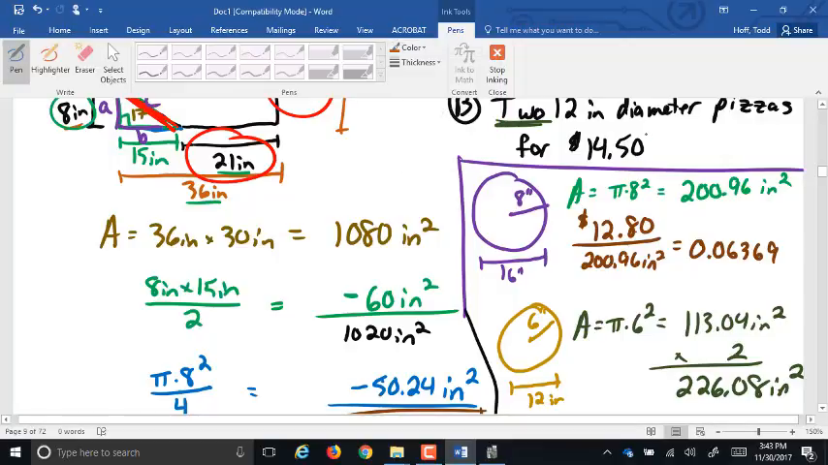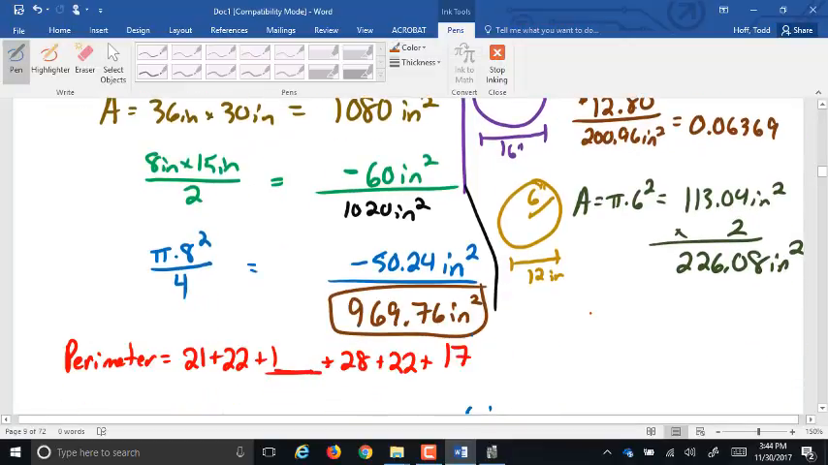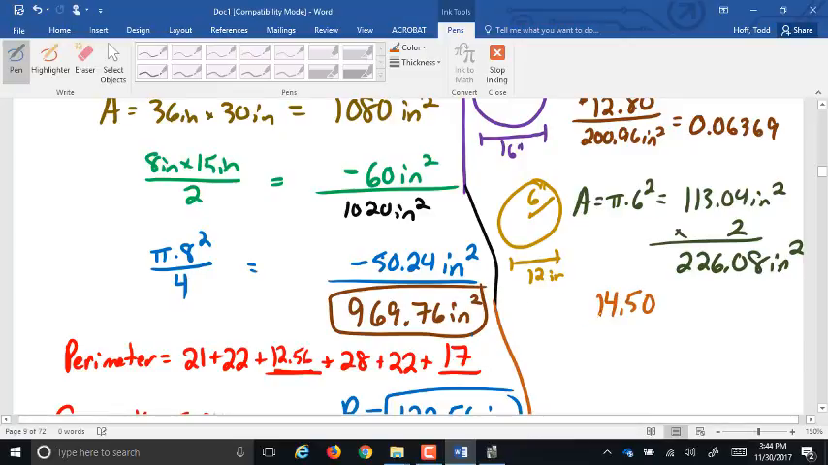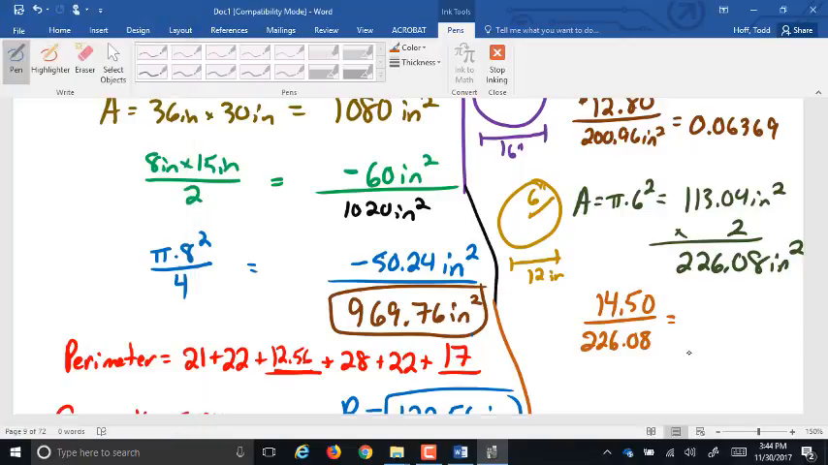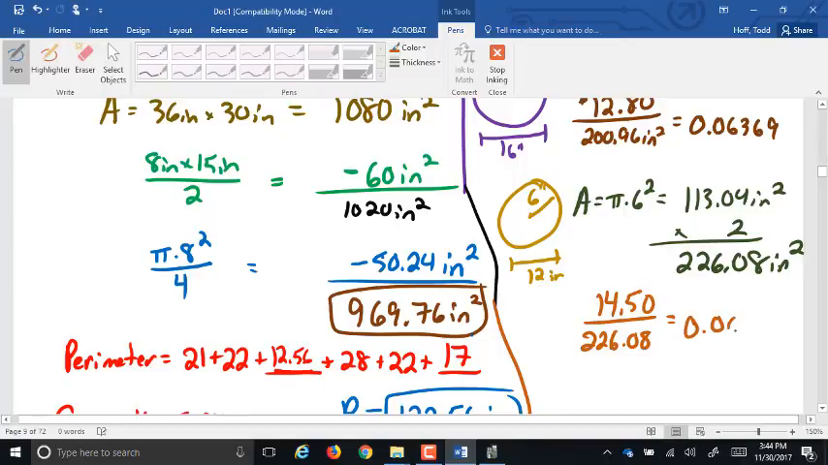We have to take that price of $14.50 divided by 226.08 square inches to get 0.06414. That is, again, dollars per square inch.